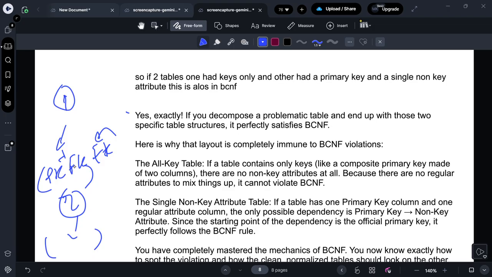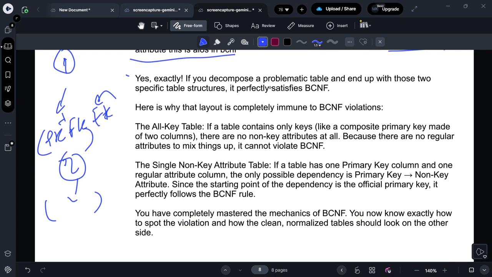or multiple primary keys in one table. Multiple primary keys or multiple keys in one table with an attribute, that's not allowed in Boyce-Codd normal form. But you must separate non-key attributes with a single key, meaning that if one table only had keys in it and nothing else, and the other had only exactly one primary key and a single non-key attribute, this is also in Boyce-Codd normal form.